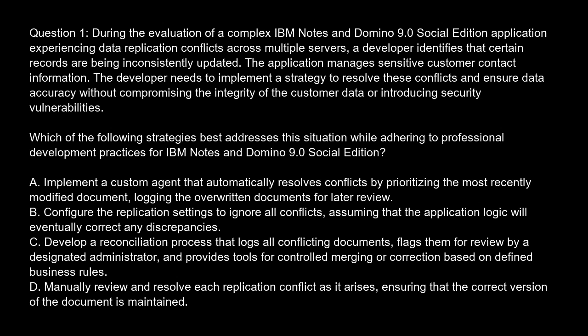any discrepancies. Option C. Develop a reconciliation process that logs all conflicting documents, flags them for review by a designated administrator, and provides tools for controlled merging or correction based on defined business rules. Option D. Manually review and resolve each replication conflict as it arises, ensuring that the correct version of the document is maintained.